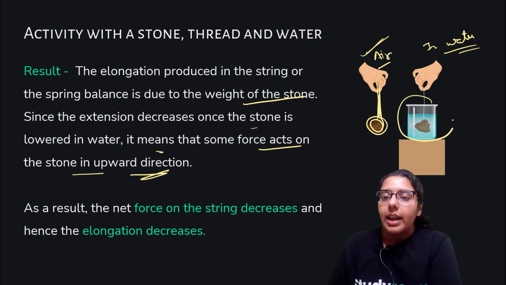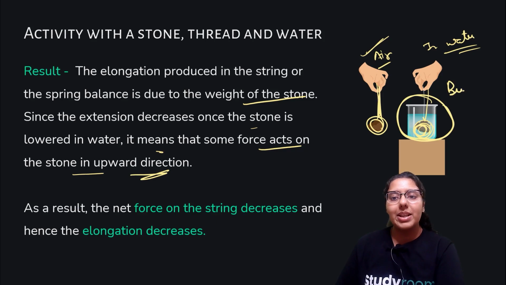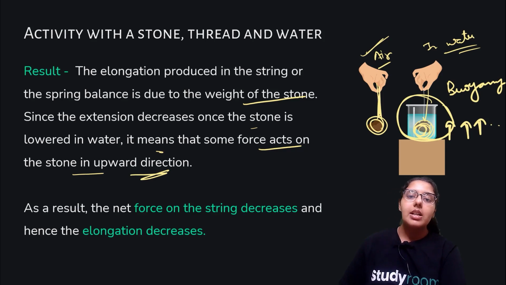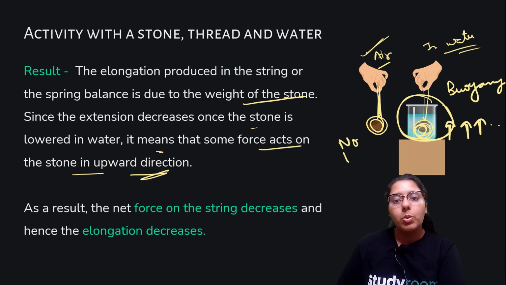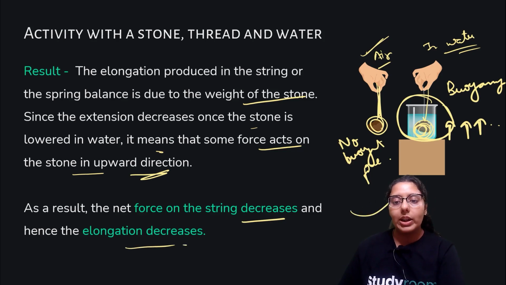Of course, in this case, when you put the stone in water, there is one force which is acting on it, and you will tell me its name. Its name is buoyancy. Right, that is your upward force acting on this, right? And when in air, there is no buoyant force, no upward force acting, right? As a result, the net force on the spring decreases and hence the elongation decreases in water. Okay.